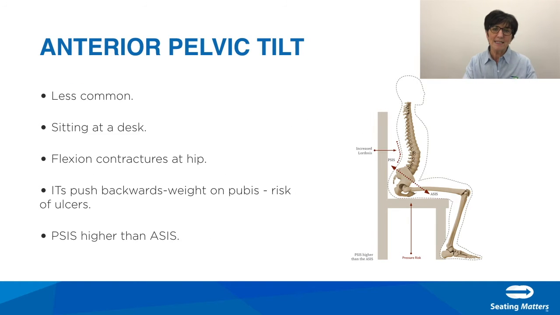So then look at anterior pelvic tilt. Anterior pelvic tilt is less common, especially in the older generation. It's the posture that you have when you're sitting at a desk, where the pelvis is sitting forward in the chair. In the clients, it can be caused by flexion contractures at the hip. The ITs are pushed backwards, and the area that's prone to skin breakdown is the pubic region. And in this posture, the PSIS is higher than the ASIS.